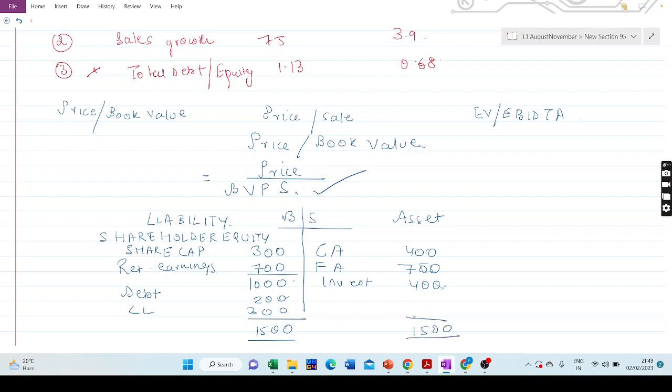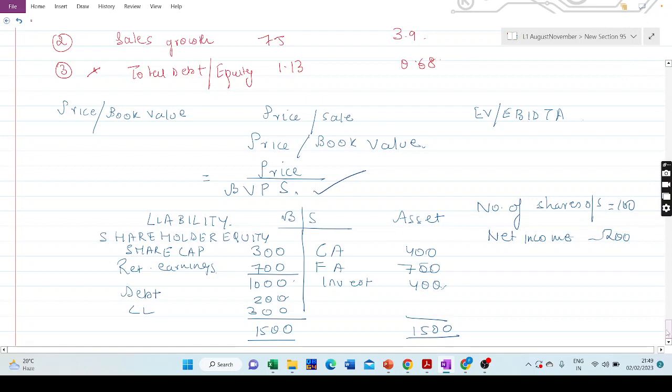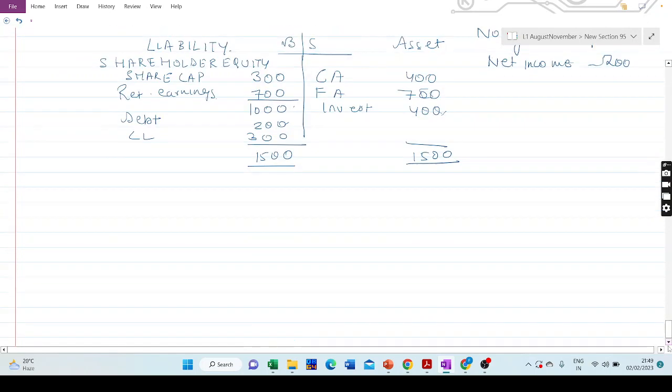Now the number of common equity shares outstanding for this company is, say, 100, and net income of the company is 200. Guys, I'll dig deeper into this subject. Maybe I'll tell you more than what's written in the book, but that will help you build intuitive logic.